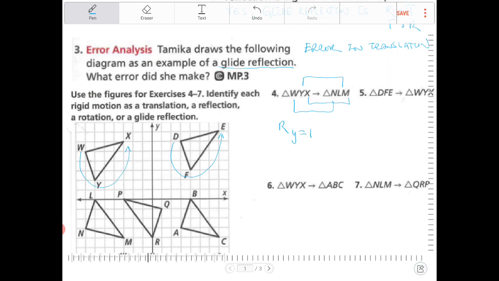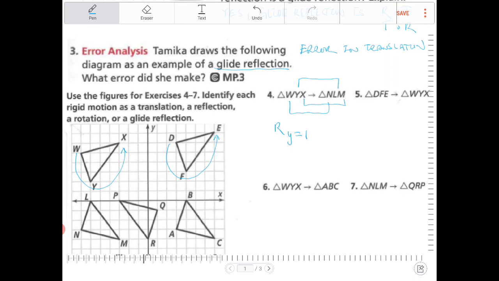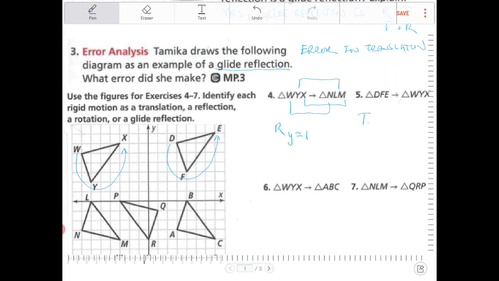A translation of what? So going from D to W is going to be a translation of, we're going to move to the left by how much? So this is 3, 4, 5, 6, 7, 8, 9, 10. So it's going to be moving 10 to the left and 1 down.